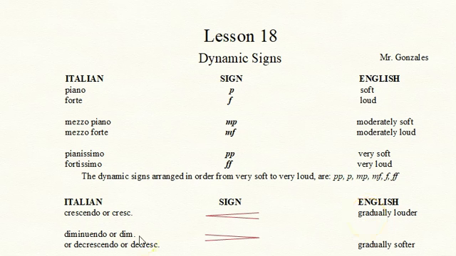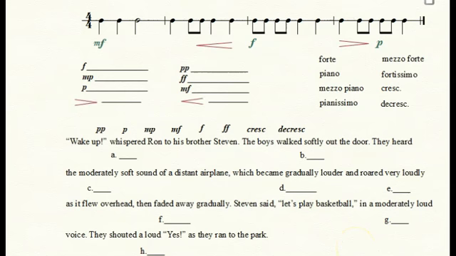Here is the Italian word diminuendo, or the abbreviation dim. It can also be called decrescendo, and here is the abbreviation for that. Here is the sign for a diminuendo or decrescendo. We go from loud to soft, and the English translation is gradually softer. Let's take a look at some exercises.